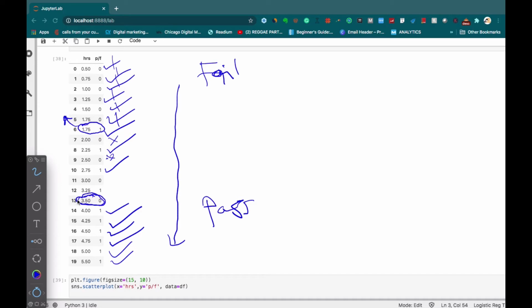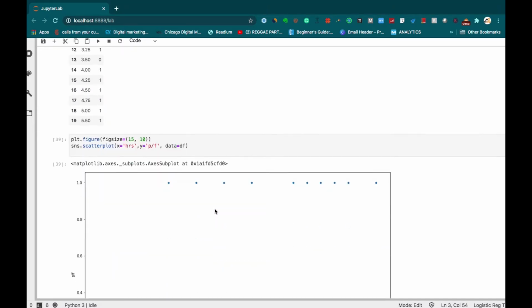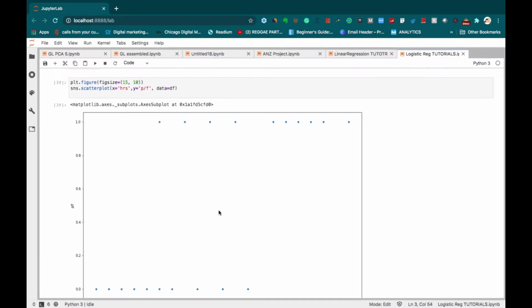All these are just anomalies that might happen, but generally you can see that as people study more hours, they pass, and as they study fewer hours, they fail. So we can actually make this kind of conclusion from here. Now let's move one more step and plot this using the scatter plot.